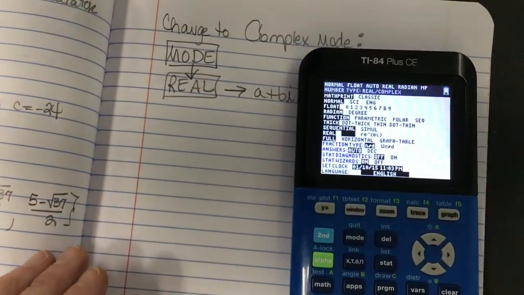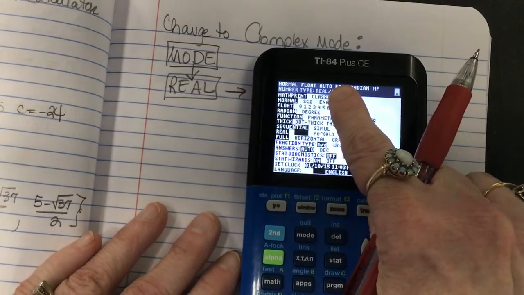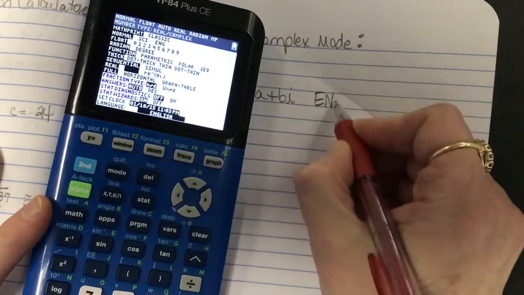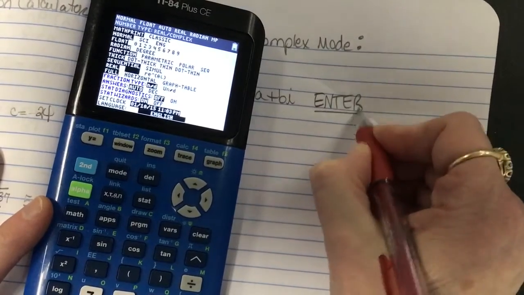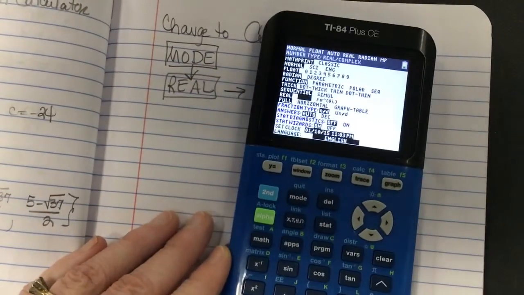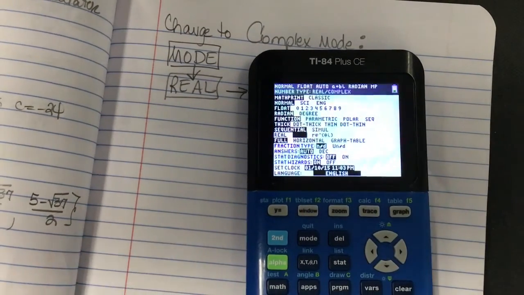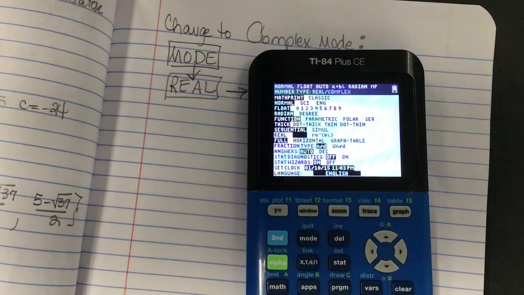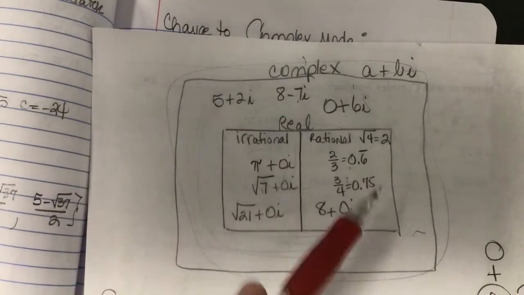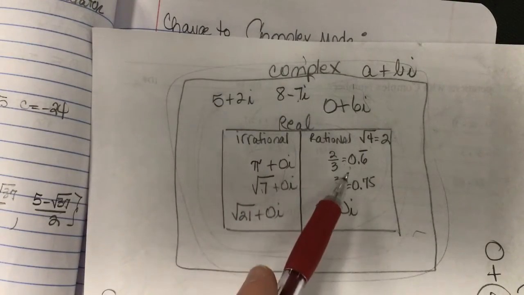You look like you're in A plus BI mode, but it still says real, and that's because you have to hit enter to get it to go into complex mode. So enter, it now says complex. Now somebody asked me yesterday, how do we go back? And my question is, why would you want to go back? Because every number we know is complex, including irrational and rational.